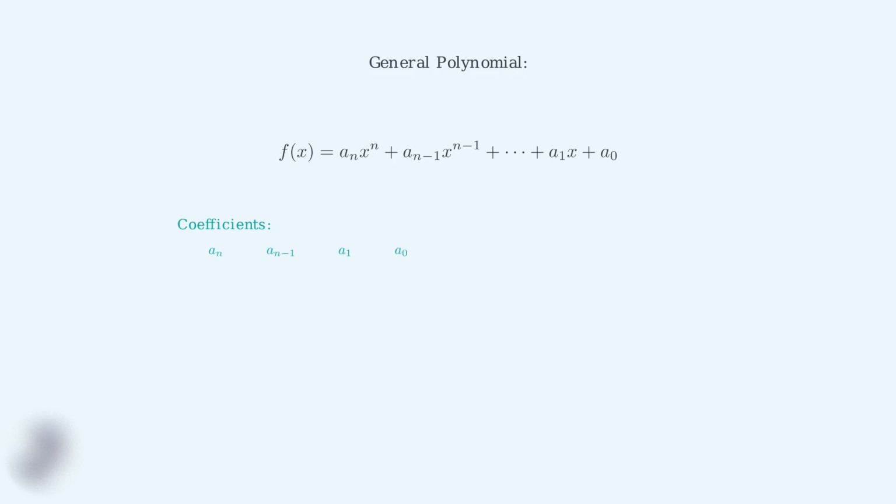Here, a_n, a_(n-1), down to a_0 are all coefficients. These numbers completely determine the polynomial's behavior. The roots, also called zeros, are the values of x that make the polynomial equal to 0. When we substitute a root into the polynomial, the entire expression equals 0.